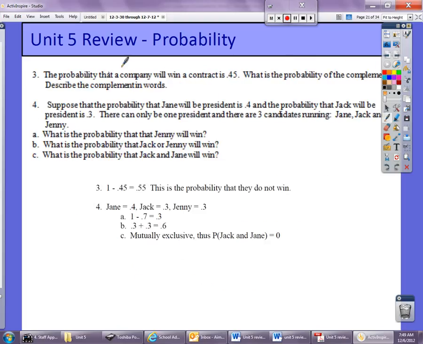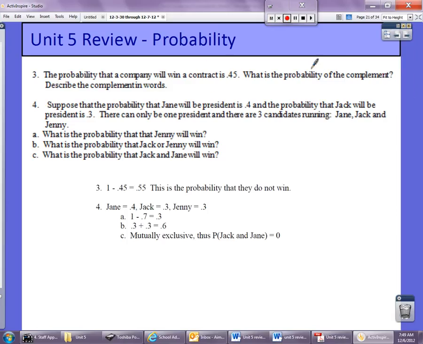Moving on, number 3, the probability that a company will win a contract is 0.45. What is the probability of the complement? Describe the complement in words. Okay, so the complement really, remember, is 1 minus whatever the probability of that event is. So there's 1 minus the 0.45, which is 0.55, and this is the probability, basically, that they do not win the contract.